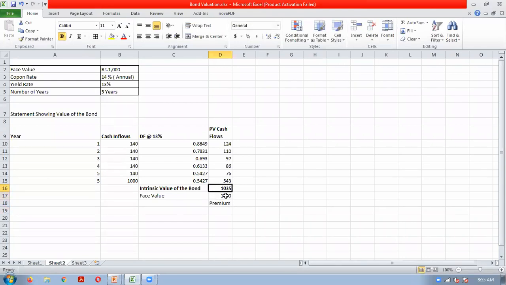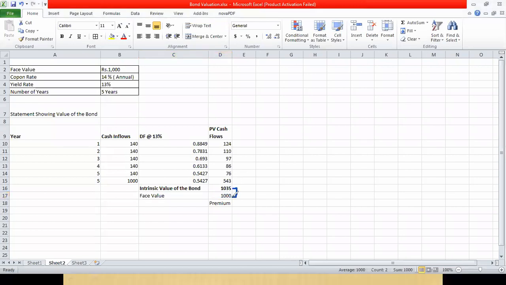If the intrinsic value is more than the face value, we will say that the bond is traded at premium. So this is the intrinsic value. This is the face value. You have to compare these two values. If your intrinsic value is more than the face value, then we will say that the bond is traded at premium.